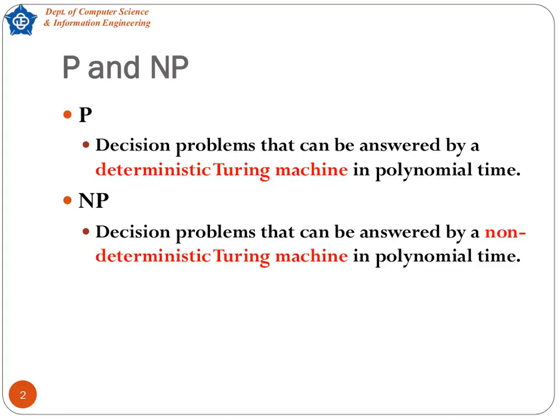Next, NP is the class of decision problems solvable by a non-deterministic Turing machine in polynomial time. Equivalently, NP contains problems where, given a proposed solution, a deterministic machine can verify it quickly, even if finding that solution might require exploring many possibilities. Together, P and NP sit at the heart of computer science's biggest open question: can every problem whose solution can be verified quickly also be solved quickly?